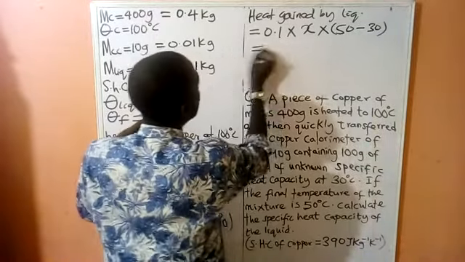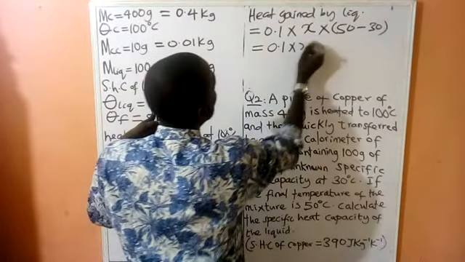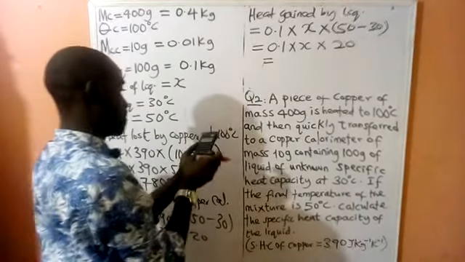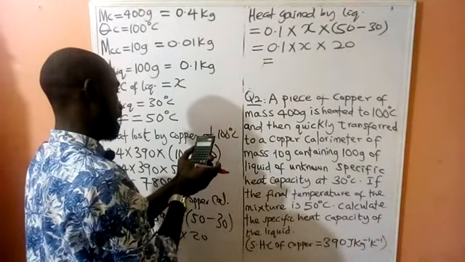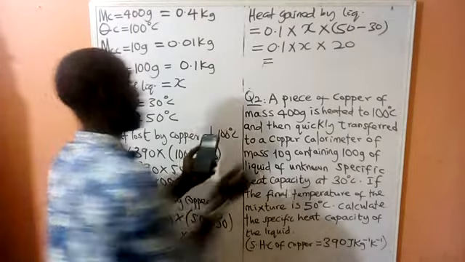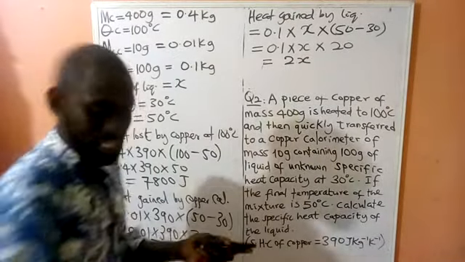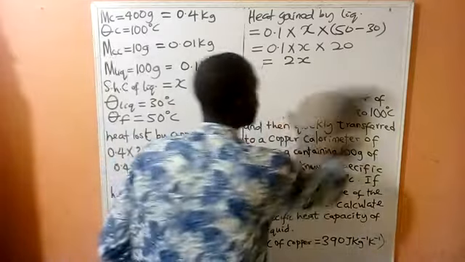So here we have 0.1 times x times 20. So this will give us 0.1 times 20. So that is 2. So we have 2x. We have to find s, which is the specific capacity of the liquid. So what do I have here?